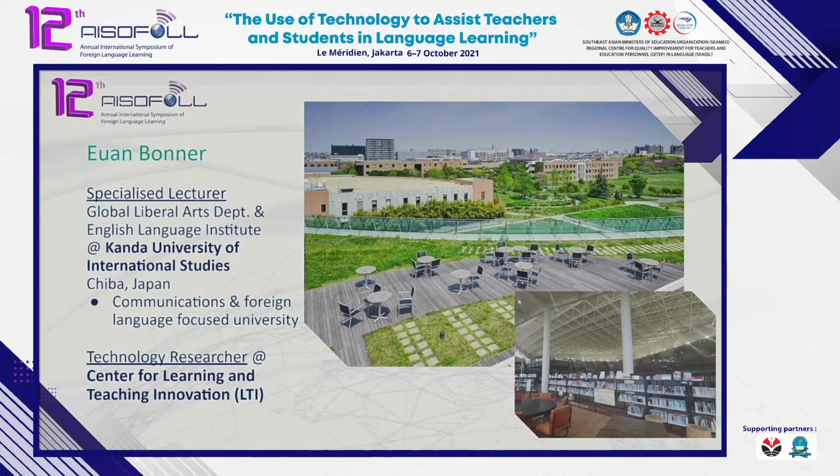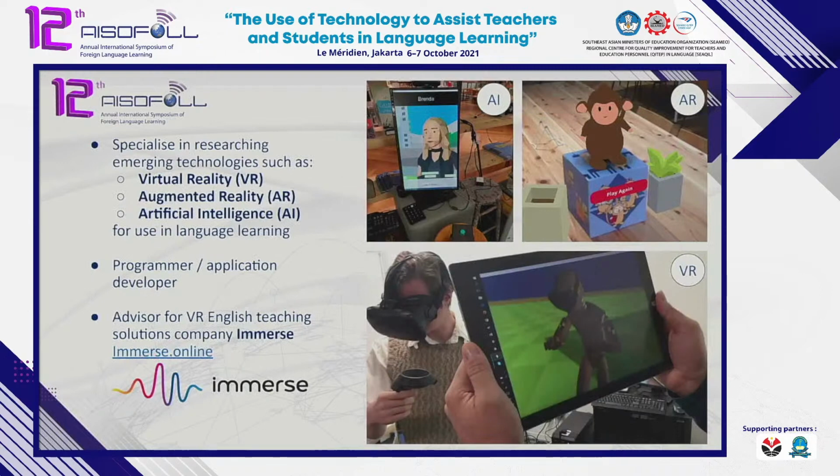I'm also a technology researcher for the Center for Learning and Teaching Innovation. This is a research department at Kanda University where my role is to specialize in researching emerging technologies such as virtual reality, augmented reality, and artificial intelligence. As I mentioned, I'm also a programmer and application developer, which means that if I find a potential new use for VR or AR in the classroom, but there's no existing application, then it's my role to try and program a prototype and see if we can bring that into the classroom in some way. And as was mentioned in my bio, I'm also an advisor for the VR English teaching company Immerse, which is a company that develops VR solutions for teachers to teach students in virtual reality.